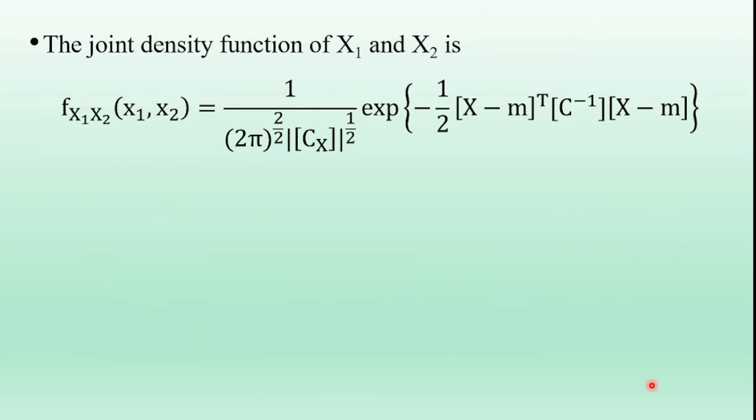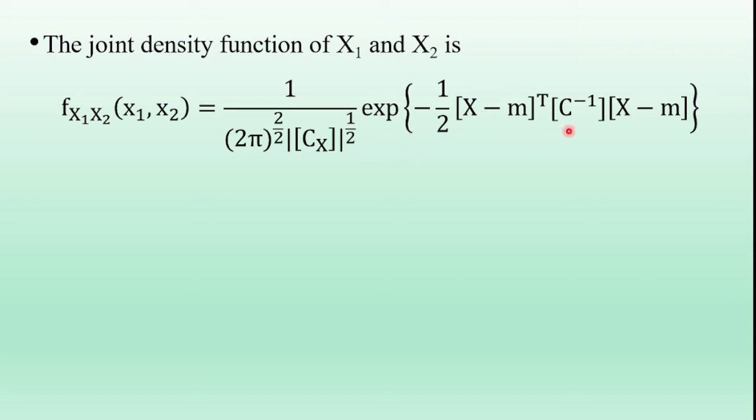And what is the general expression of the joint probability density function f of x1 comma x2 and so on xn? In that, here we are considering two random variables, capital N is equal to 2. In that general expression, substitute capital N is equal to 2, we get 1 divided by (2 pi) whole to the power of n by 2, into determinant of Cx whole to the power of 1 by 2, exponential of x minus m transpose into C inverse into x minus m.